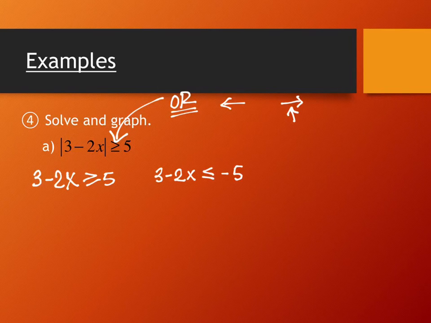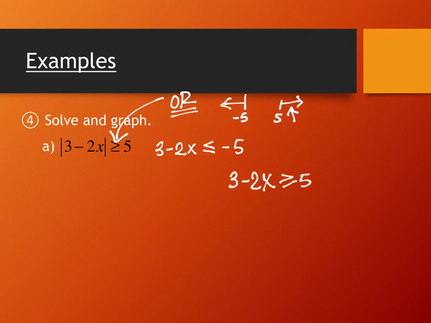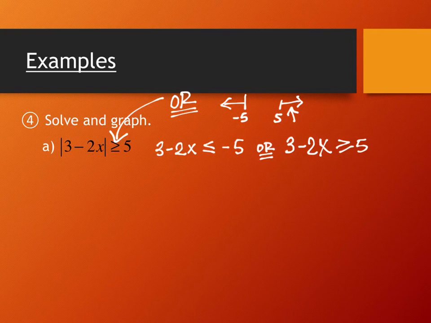Because what I need over here is I need this to be less than negative 5. So 5 and bigger, negative 5 and smaller. Those are the 2 different inequalities. In a very real sense, this one corresponds to this piece, and this one corresponds to this piece. And I have the word or between them.